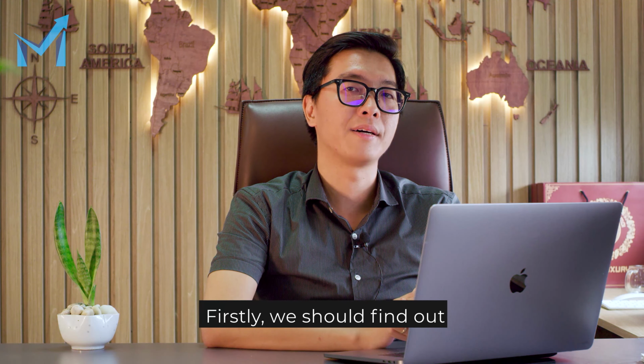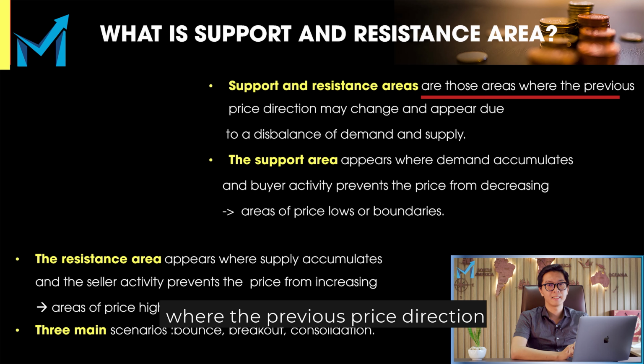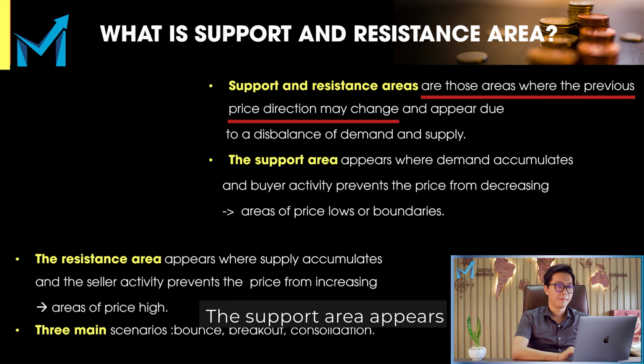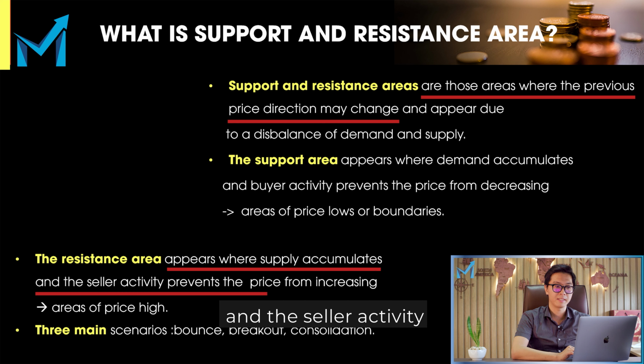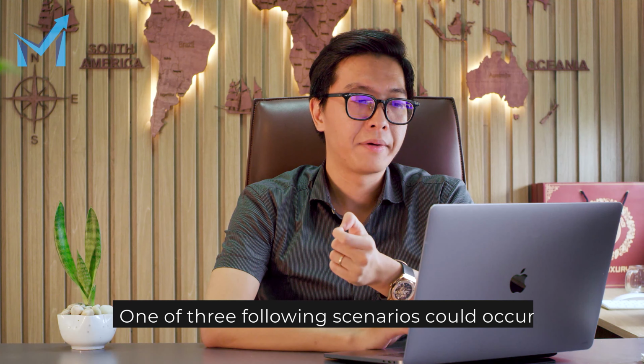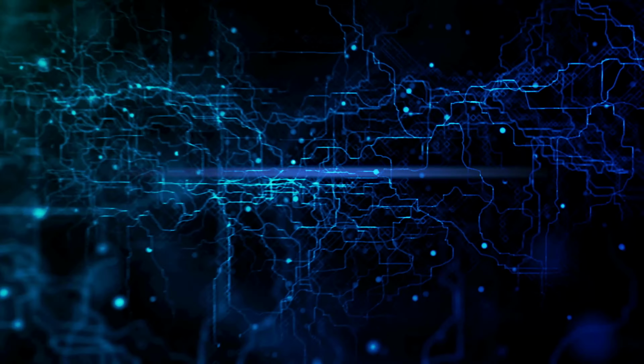Firstly, we should find out the definition of support and resistance levels. They are areas where the previous price direction may change. The support area appears when demand accumulates and buyer activity prevents the price from decreasing, and in contrast, the resistance areas appear when supply accumulates and the seller activity prevents the price from increasing. One of three main scenarios could be realized in the resistance and support level areas: bounce, breakout, and consolidation.